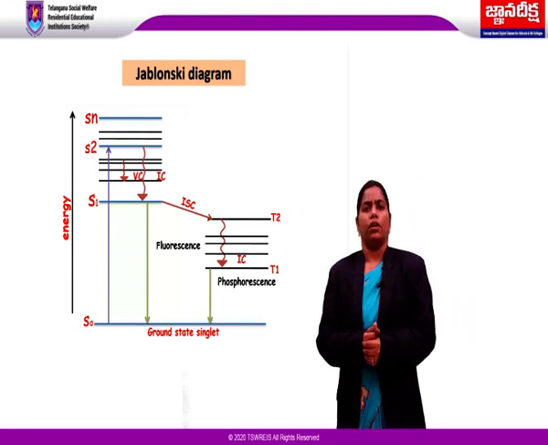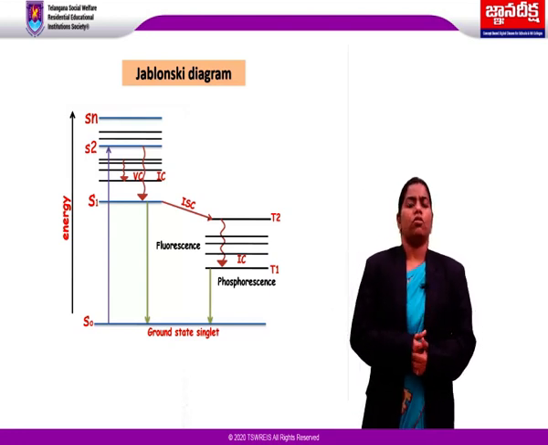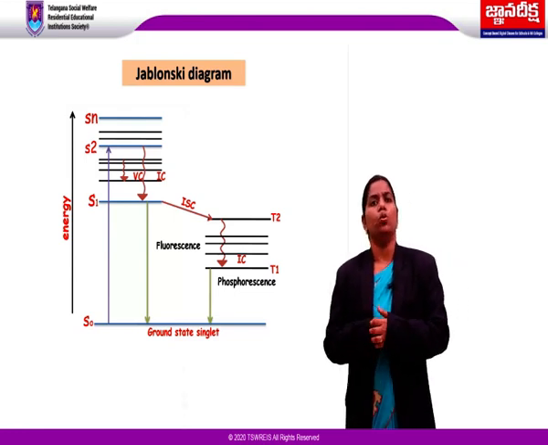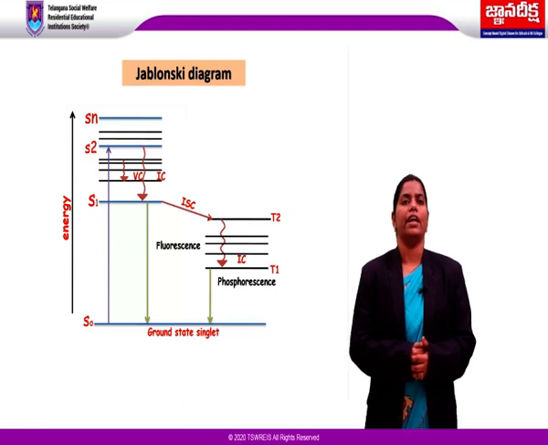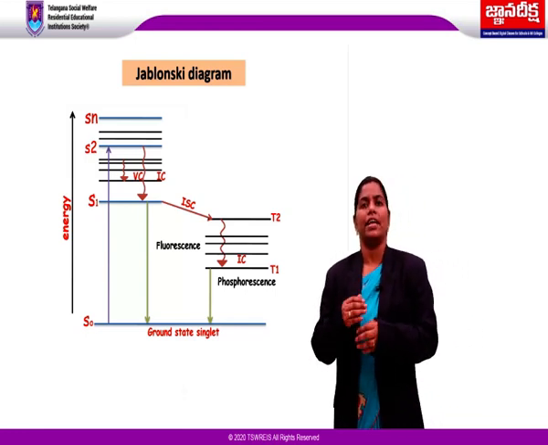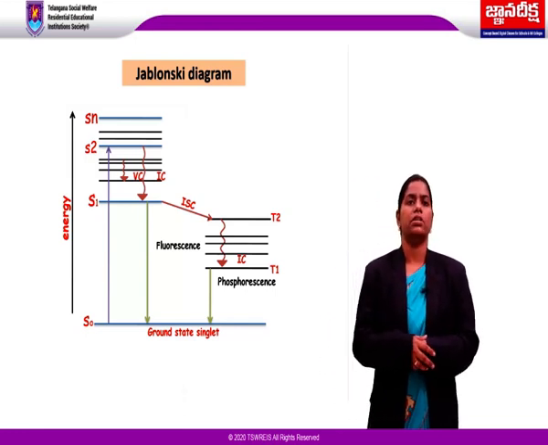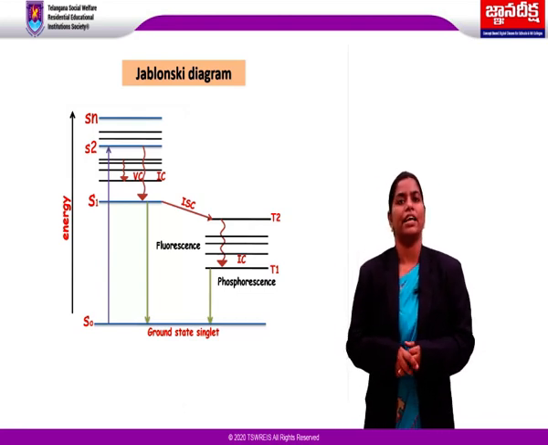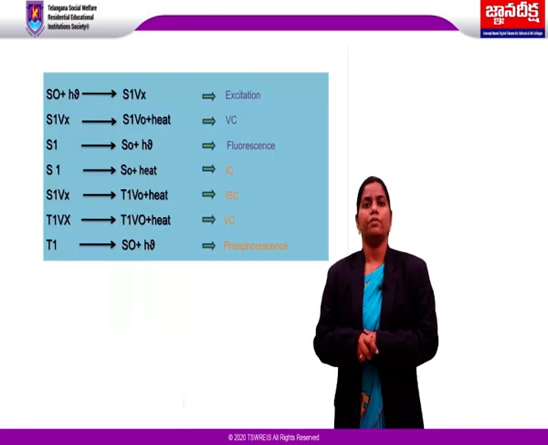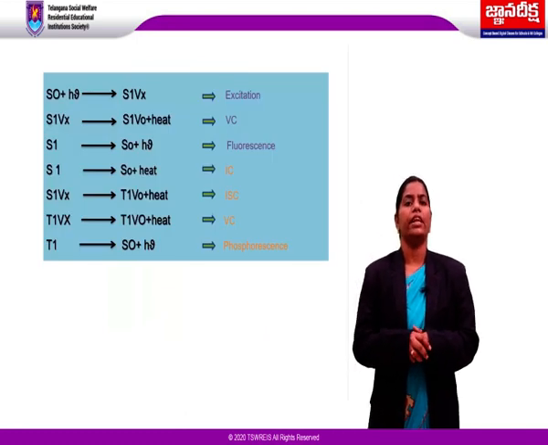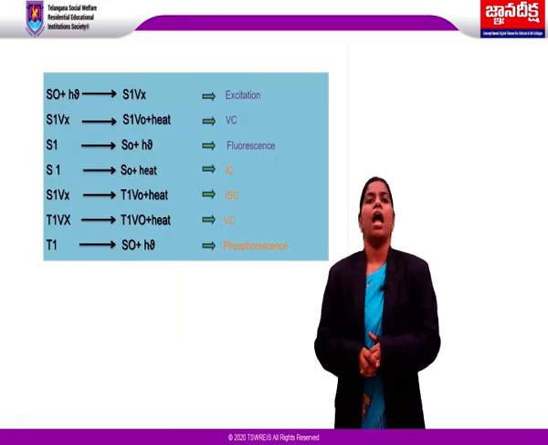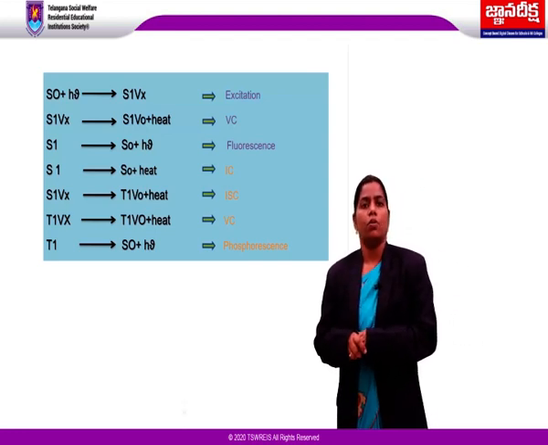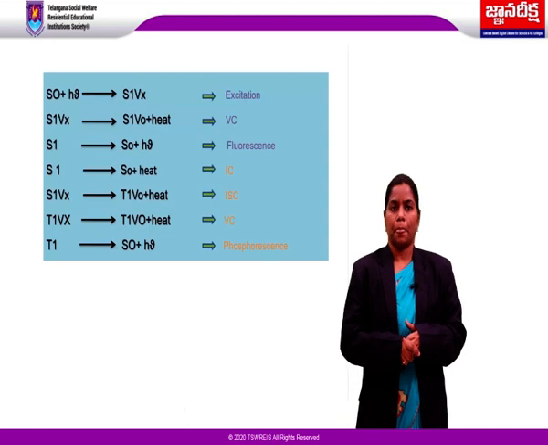Next, path 4. After intersystem crossing, the molecule may again choose a path to lose energy in the form of light in going from the excited triplet state to the ground singlet state. This is called phosphorescence, and this is a radiative decay. In this process also, the molecule needs to change its spin from the higher triplet to the singlet ground state. So it is a delayed process.